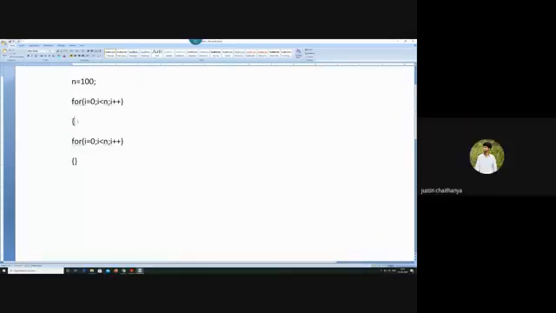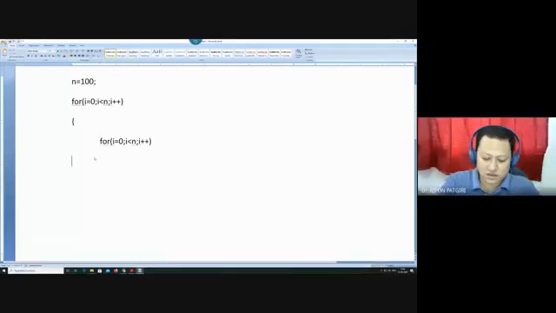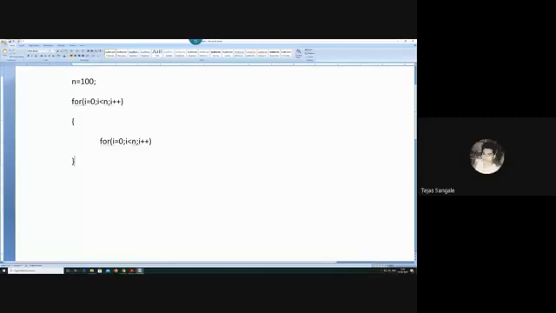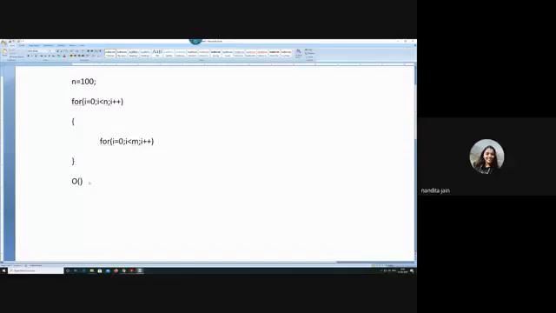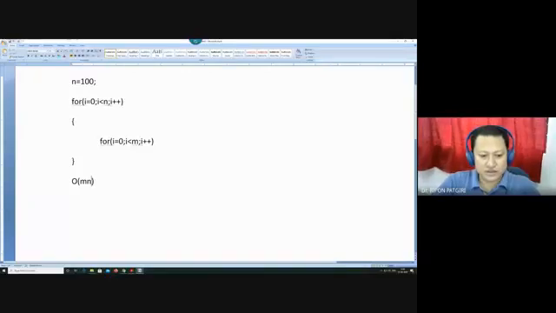If I write this nested, what is the time complexity? Big O of n square. If I put this with m, what is the time complexity? Big O of m into n. So here it will directly multiply. Am I clear?